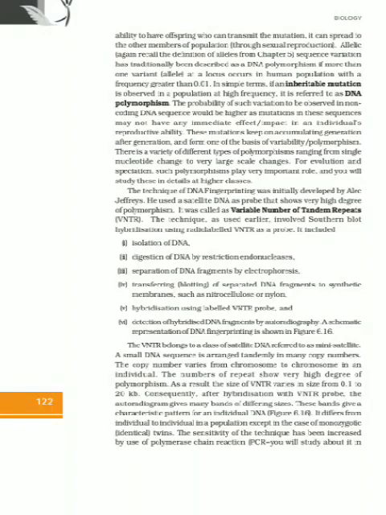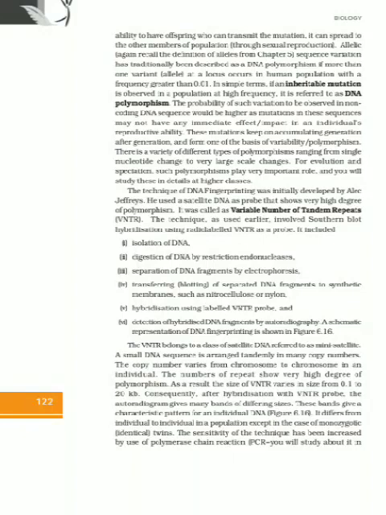A small DNA sequence is arranged randomly in many copy numbers. The copy number varies from chromosome to chromosome in an individual. The number of repeats shows a very high degree of polymorphism. As a result, the size of VNTR varies from 0.1 to 20 kb. Consequently, after hybridization with VNTR probe, the autoradiogram gives many bands of differing size. These bands give a characteristic pattern for an individual's DNA. It differs from individual to individual in a population except in the case of monozygotic or identical twins.